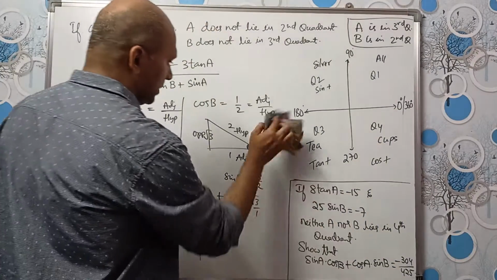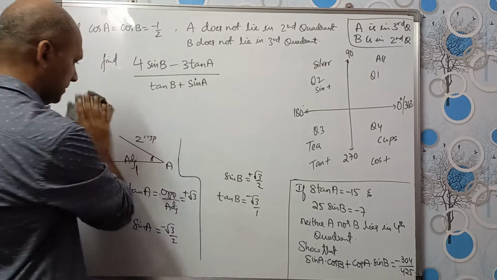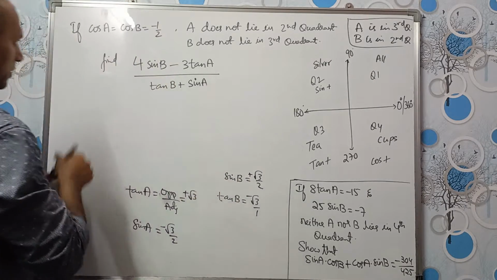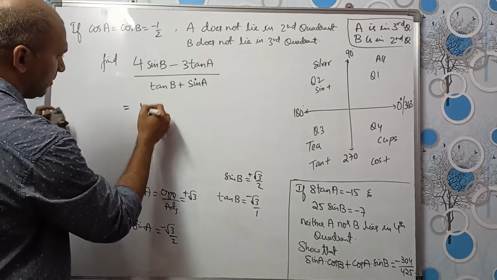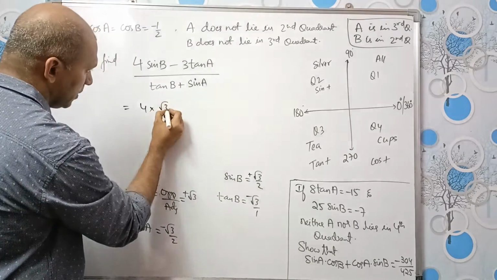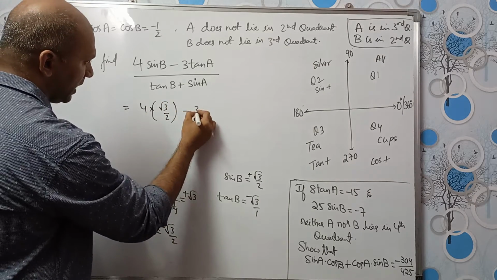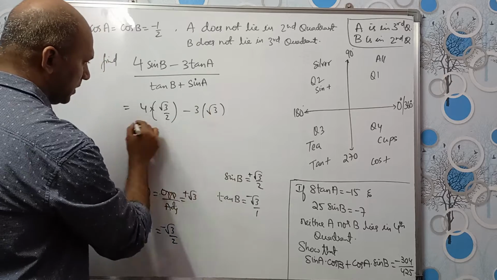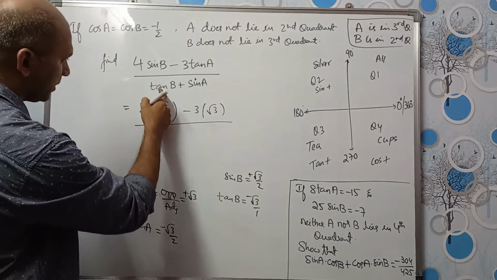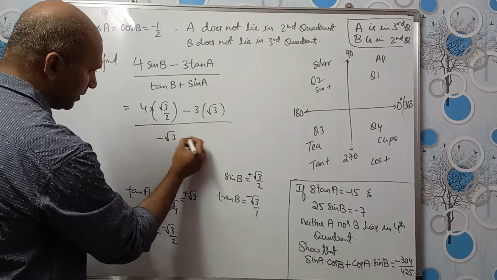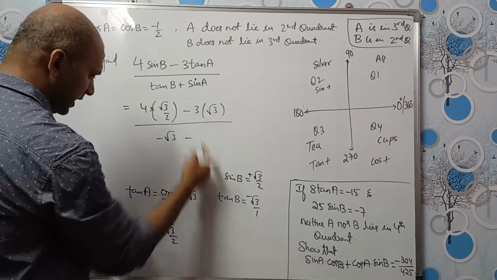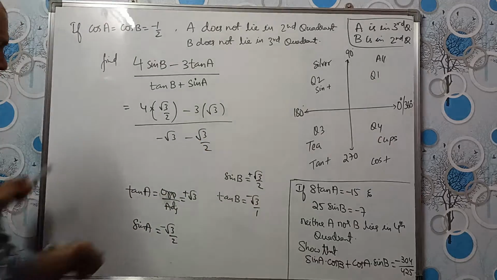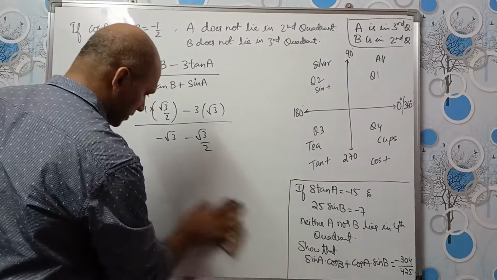Alright, so let me just rub this part. Okay, now 4 multiplied by sin B. Sin B is root 3 by 2. Okay, minus 3 tan A, divided by tan B. Tan B is negative root 3, plus sin A. Sin A is negative. Okay, so this will be minus root 3 by 2. Alright, so let me just rub this part also now.